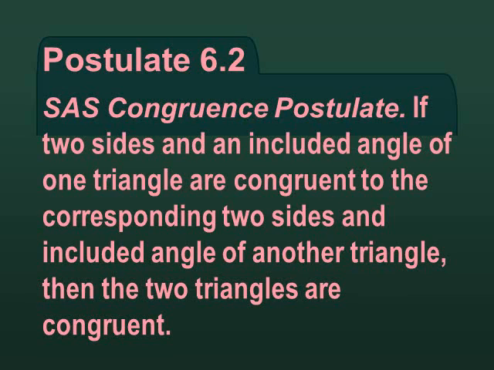Side-angle-side congruence postulate. If 2 sides and an included angle of one triangle are congruent to the corresponding 2 sides and included angle of another triangle, then the 2 triangles are congruent. Super important to remember what included means from section 6.5. Remember, it is the angle in between the sides, and the sides have to correspond. So let's look at an example.